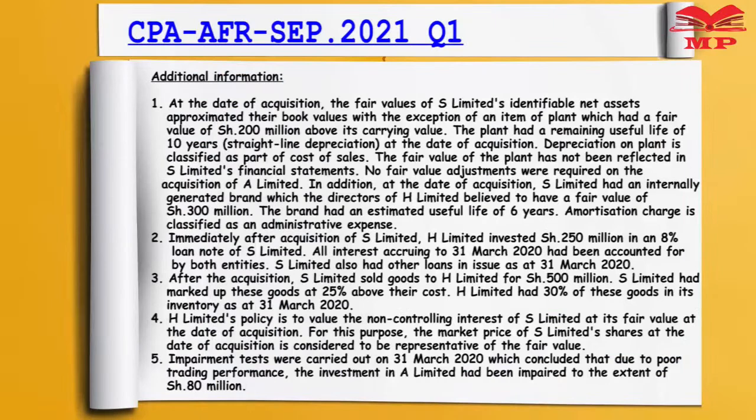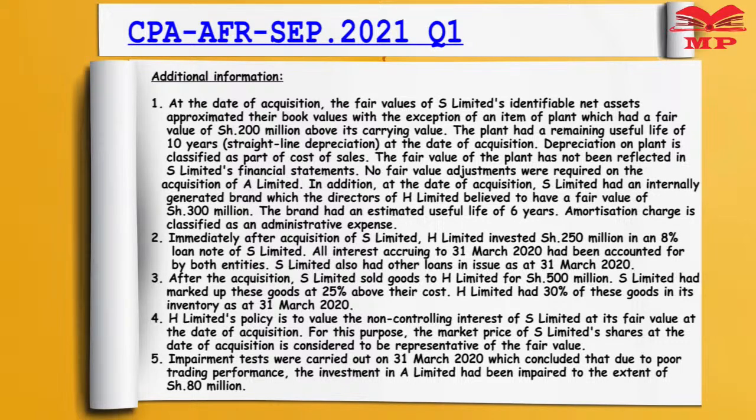Additional information. 1. At the date of acquisition, the fair values of S Limited's identifiable net assets approximated their book values, with the exception of an item of land which had a fair value of 200 million above its carrying value. The plant had a remaining useful life of 10 years, in brackets, straight line depreciation at the date of acquisition. Depreciation on plant is classified as part of cost of sales. The fair value of the plant has not been reflected in S Limited's financial statements. No fair value adjustments were required on the acquisition of A Limited.